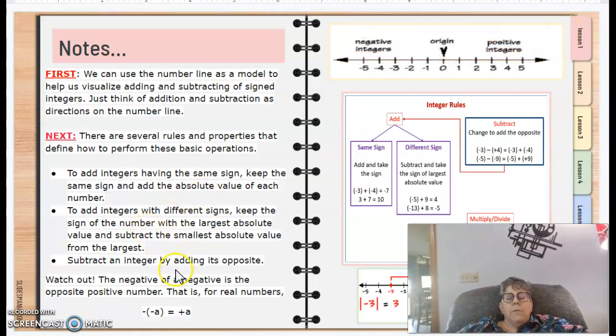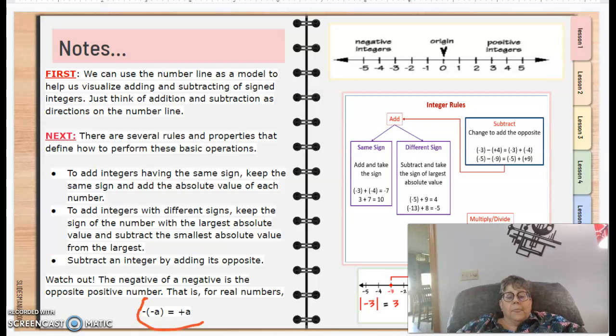We want to make sure that we remember that a negative times a negative is always a positive. So if we're looking here, when we have a negative outside a parenthesis, it actually is a negative times a negative, which makes this a positive. We're going to learn more about that when we talk about invisible math in a couple lessons.